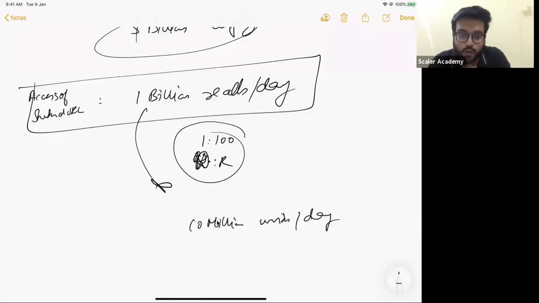Right. So what if you put a shortened URL link on Twitter? Again, it depends how many followers you have, Kaustubh. So let's assume it's 1-to-100. You can assume it to be a bigger number as well.